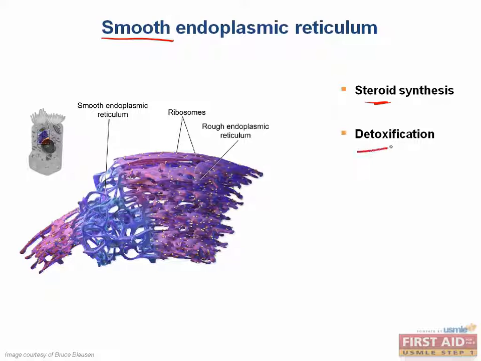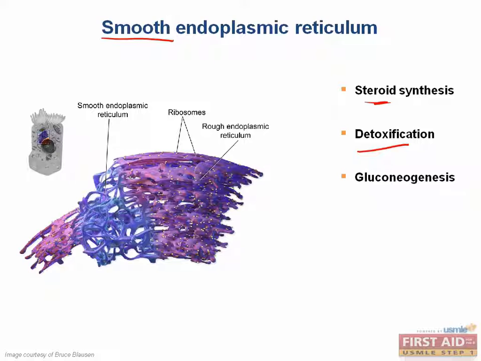And what about detoxification of poisons? That would also be hepatocytes. There's one more thing you should know about the smooth ER. This is where the protein glucose 6-phosphatase is located. What does glucose 6-phosphatase do?